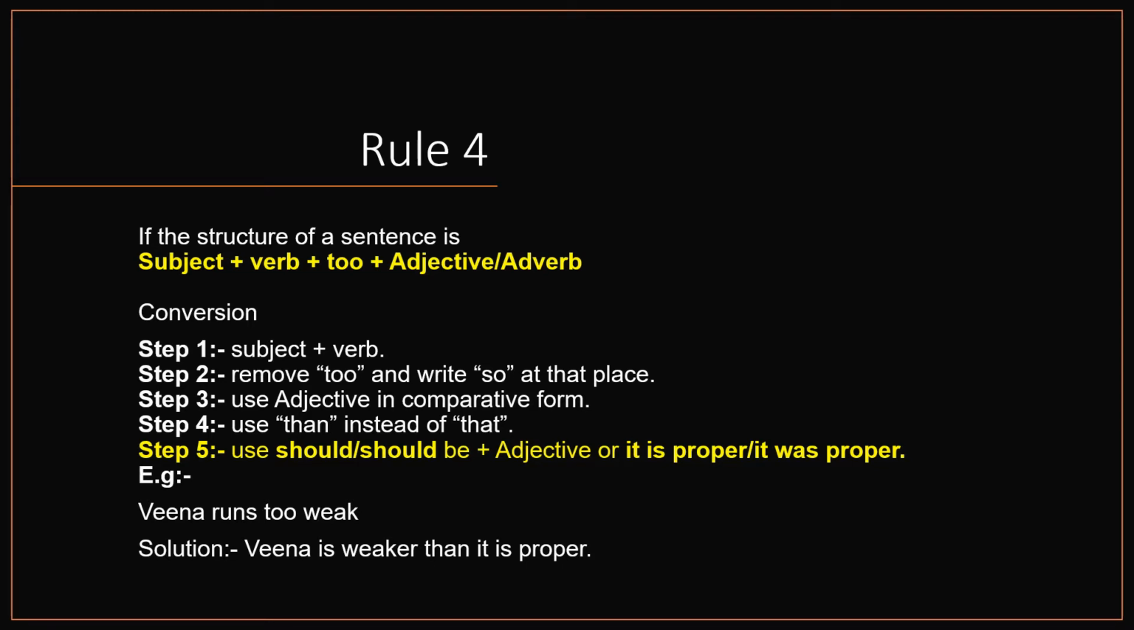For example, Veena runs too weak. Solution: Veena is weaker than it is proper. Actually, this is a very rare kind of sentence or very rare kind of formation. But whenever you have this kind of transformation, you can use the following steps.